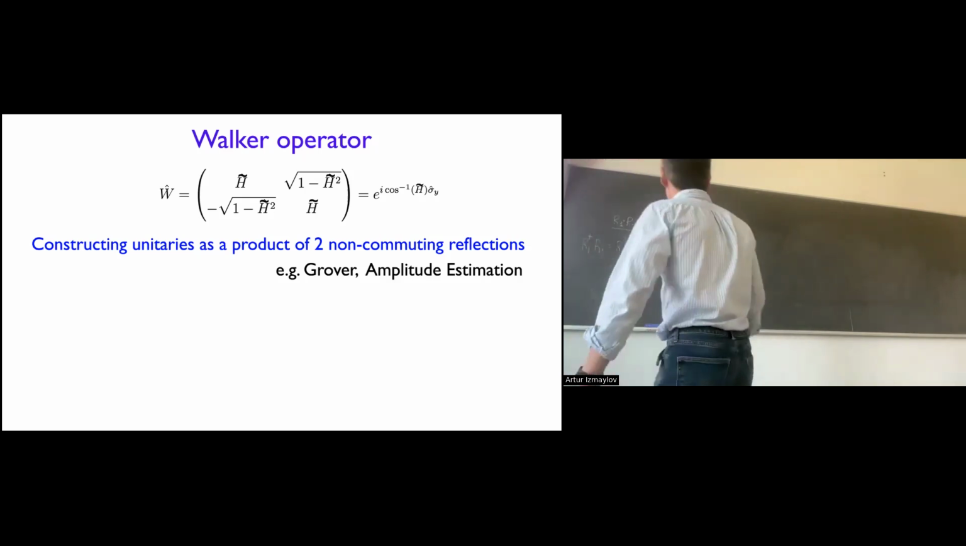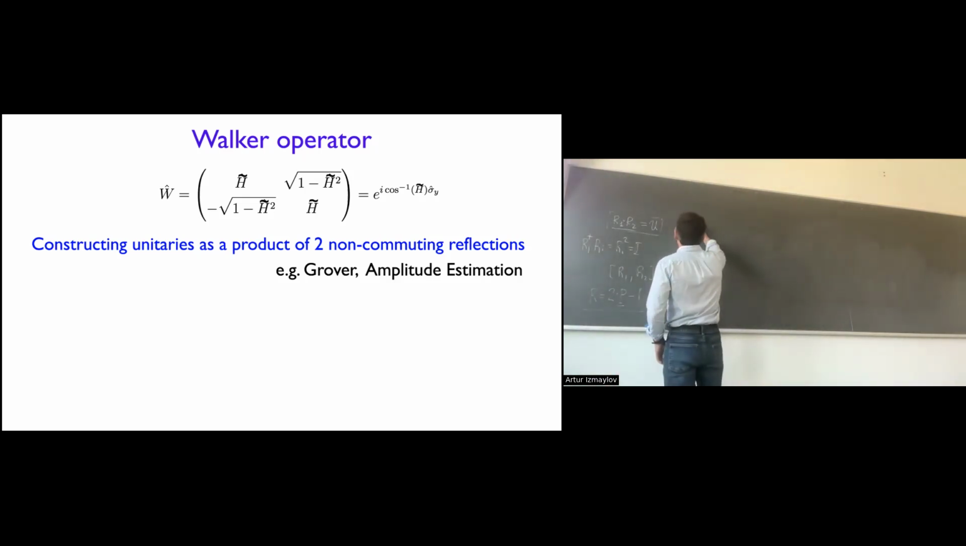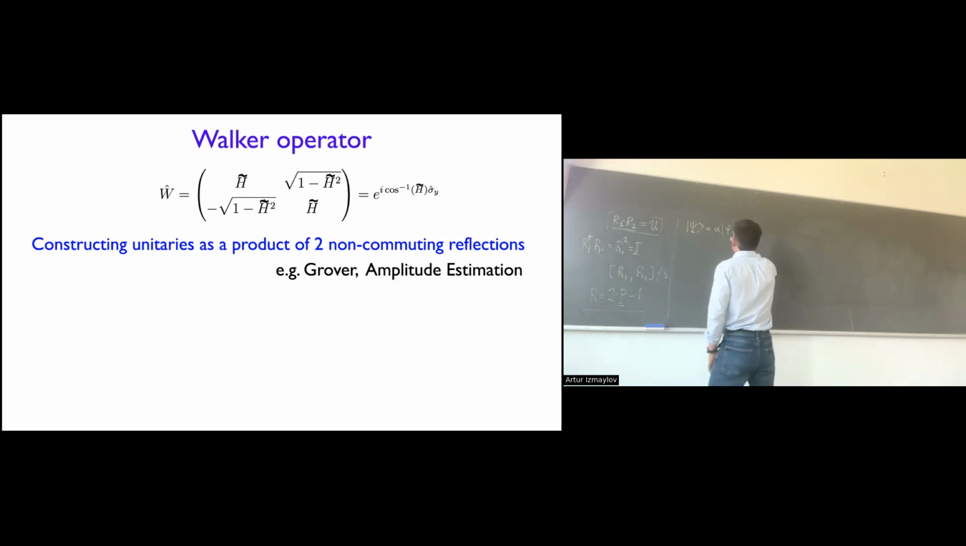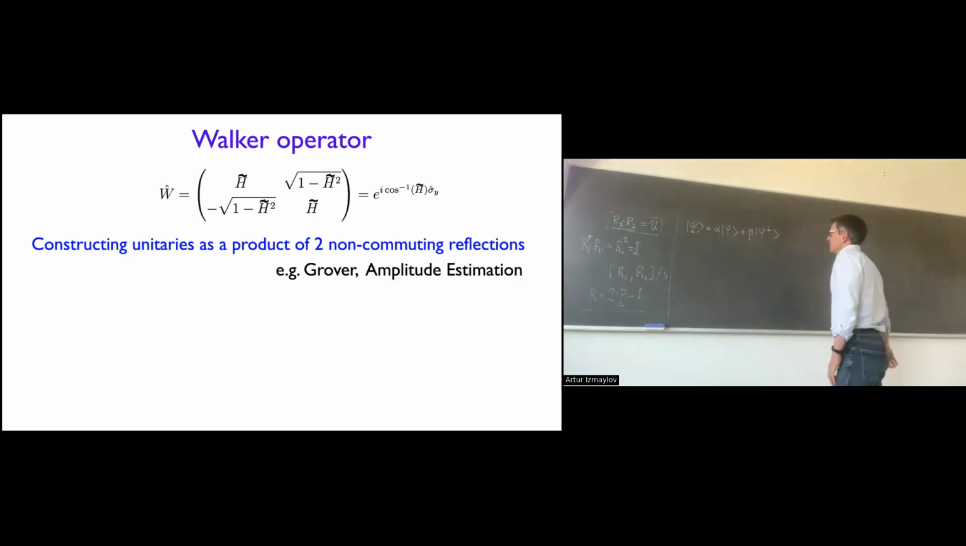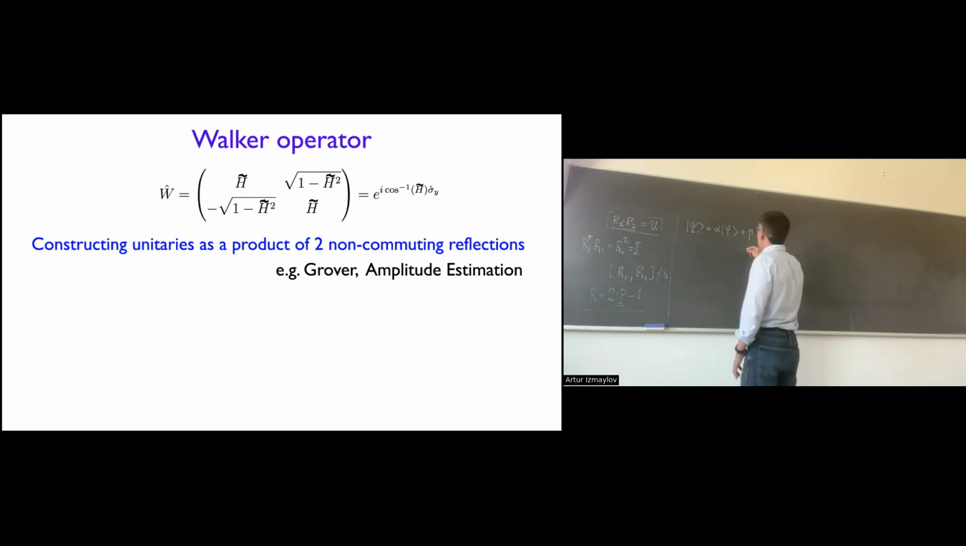So usually in those algorithms, we have some initial state and we have a state of interest, which we sometimes call the marked state, and then there is the rest, which we think of as an orthogonal complement, right? And then because of the normalization condition, beta here is the square root of 1 minus alpha squared.